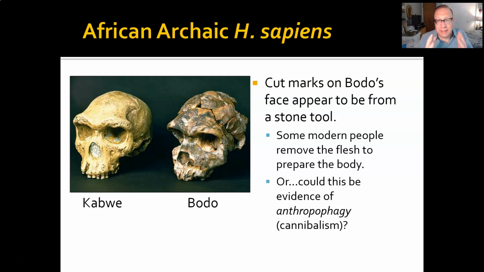So it could simply be ritual defleshing. The idea being that the bones should be clean and set, and the bones are the uncorrupted permanent part of the individual, and they should be clean and set to rest. On the other hand, cannibalism is another possibility. But what does cannibalism mean?